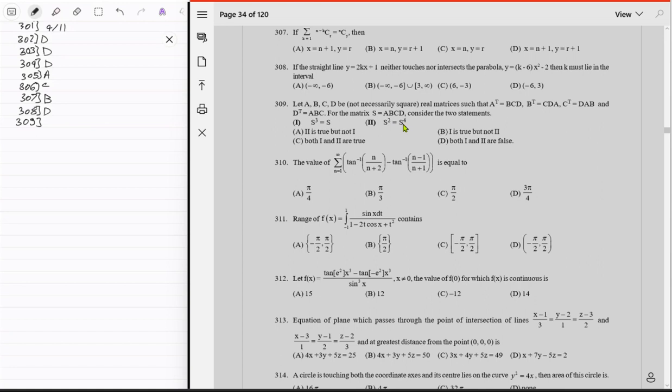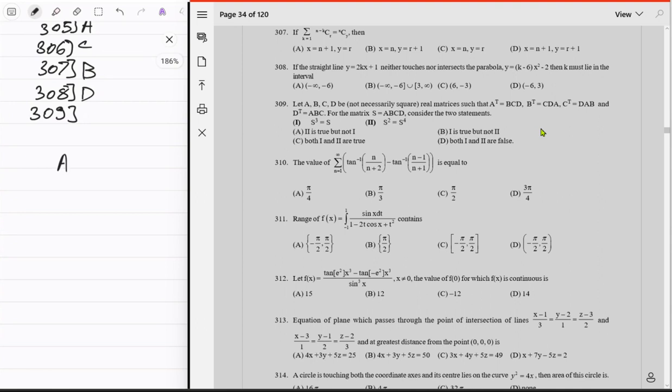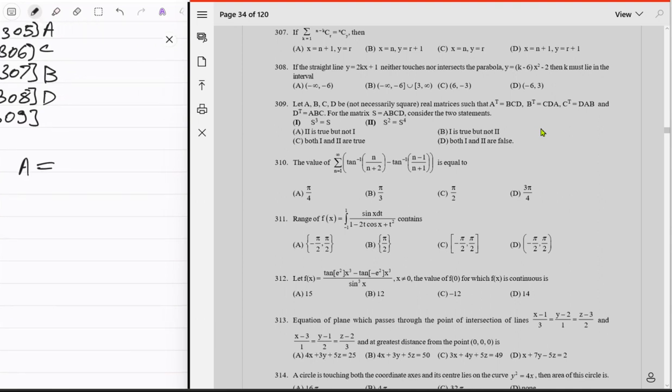Wait, what? A transpose is equal to BCD, B transpose is equal to... If I transpose this twice, what you get is C transpose, D transpose, A transpose. So what does that actually mean? First I take the transpose: A equals the transpose of BCD, like B transpose, C transpose, D transpose. So B transpose is like CDA.